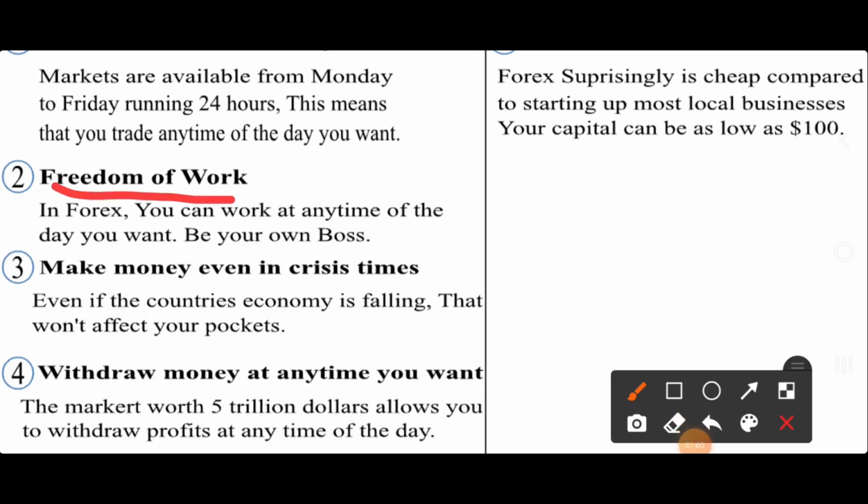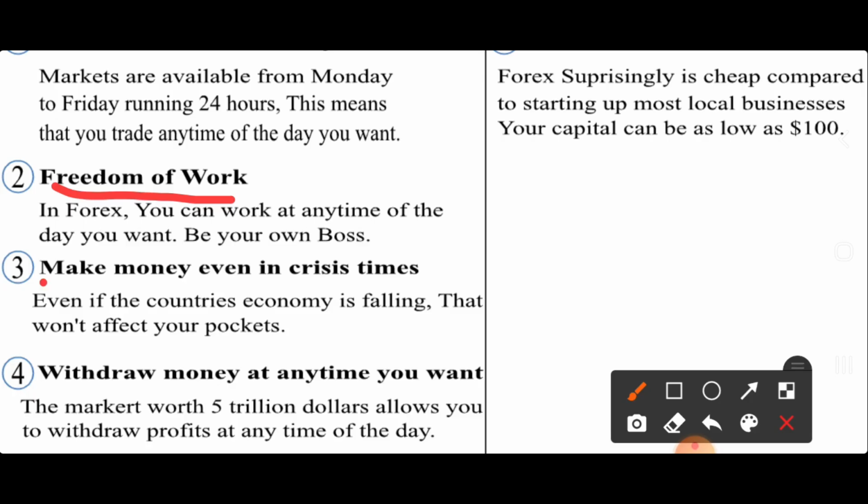So number two is that there is freedom of work. In Forex trading, you can work at any time of the day you want. Be your own boss. Why do I say freedom of work? Whether you want to trade the New York session, which starts at 5 p.m., that is Ugandan time, or the London session of 10 a.m., it's up to you. You can trade any currency at any time. It doesn't matter whether the market is volatile or less volatile. Depending on your strategy and how you use it in the market, you can trade at any time and make some money.